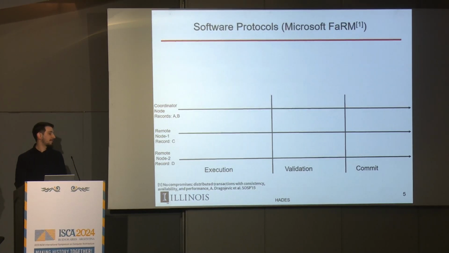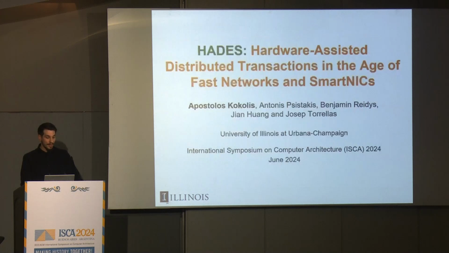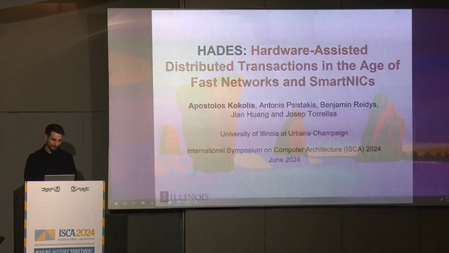Typically, software protocols have three phases: the execution phase, the validation phase, and the commit phase. So if there is a transaction, like the one on the top right that is executing on the coordinator node, it can be touching local and remote records to read or write them.